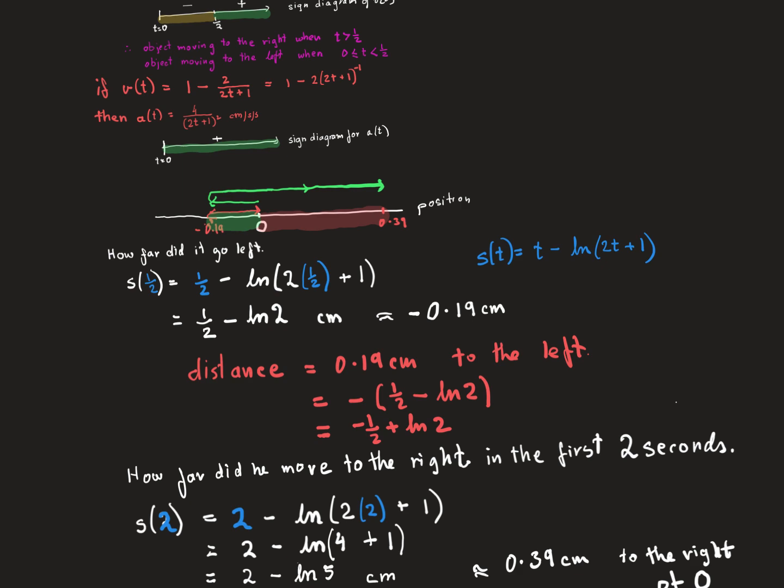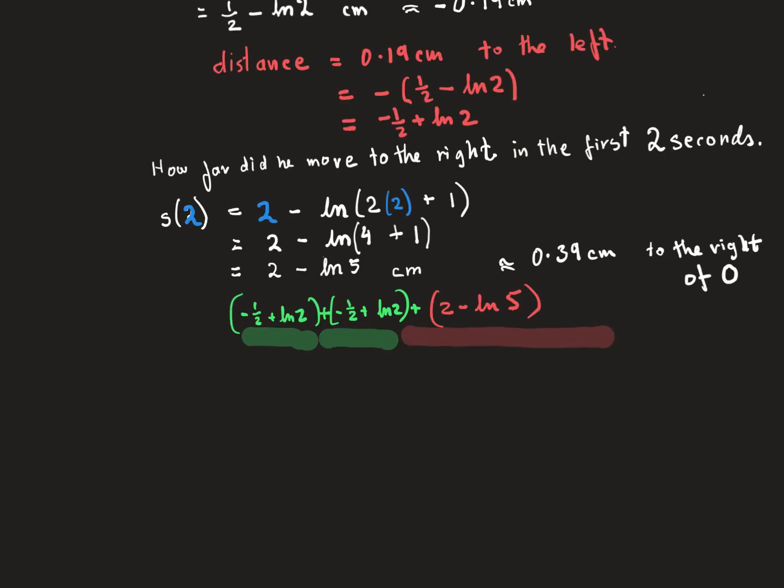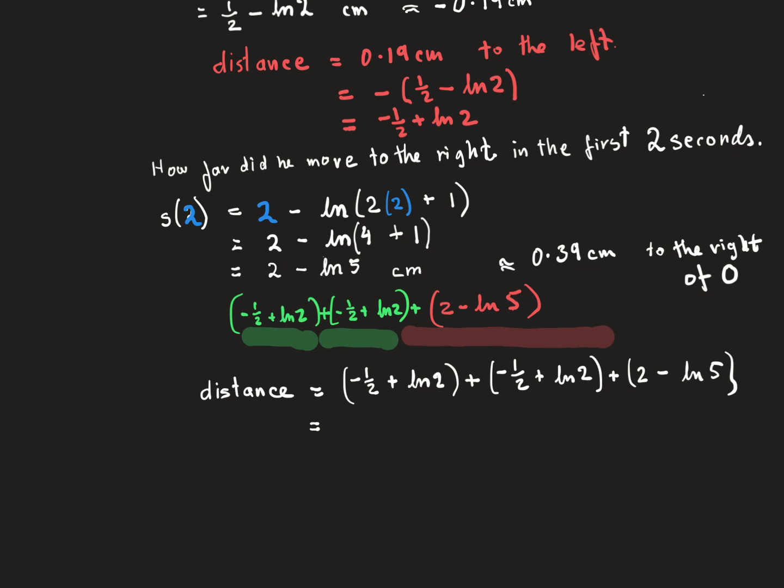So what we really want, if we want to find the distance, the length is going to be, okay, I'll put this length plus that length, which will look a little bit like this. So we've got minus a half plus ln 2 plus minus a half plus ln 2 plus 2 minus ln 5. All right, so we can now add that minus a half plus 2 is just 1. And then we have ln 2 plus ln 2 minus ln 5.